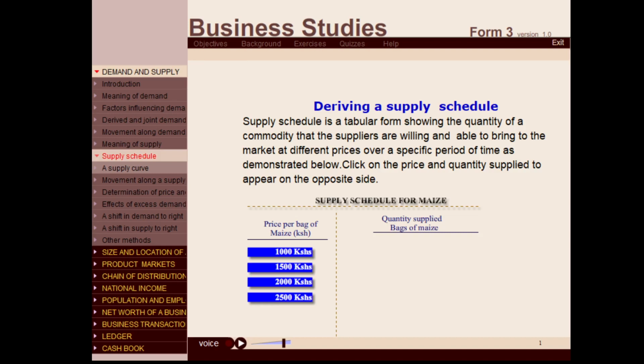Supply schedule of maize. Price per bag of maize 1,000, quantity supplied 50 bags. Price per bag of maize 1,500, quantity supplied 100 bags. Price per bag of maize 2,000, quantity supplied 150 bags. Price per bag of maize 2,500, quantity supplied 200 bags.